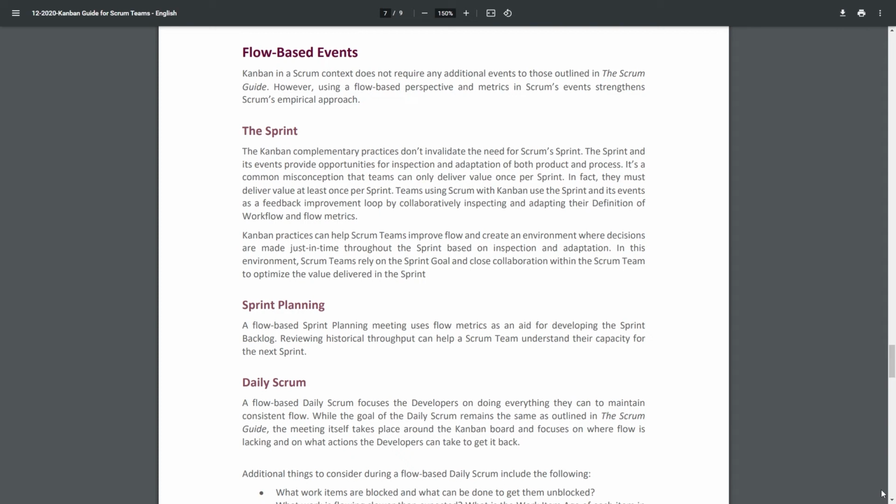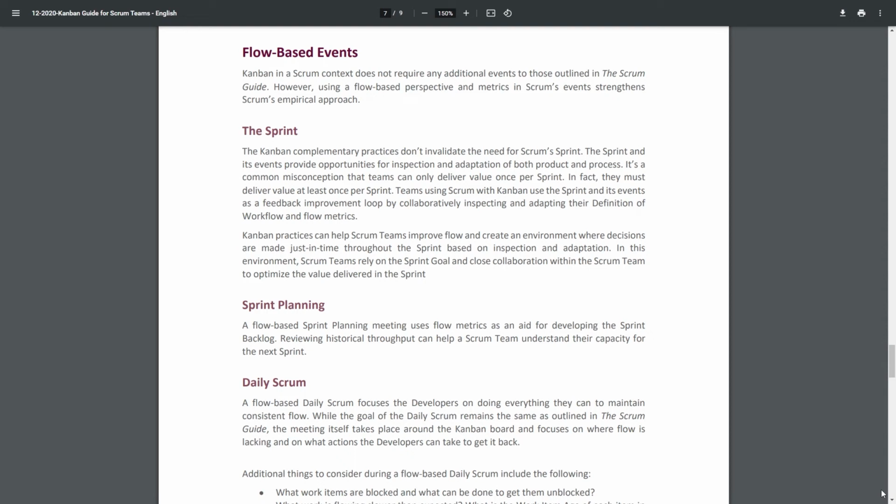The sprint and its events provide opportunities for inspection and adaptation for both product and process. It's a common misconception that teams can only deliver value once per sprint. In fact, they must deliver value at least once per sprint. Teams using Scrum with Kanban use the sprint and its events as a feedback and improvement loop by collaboratively inspecting and adapting their definition of workflow and flow metrics.